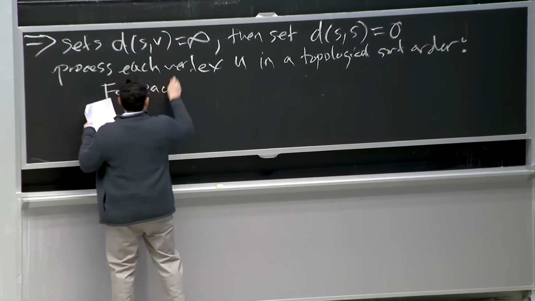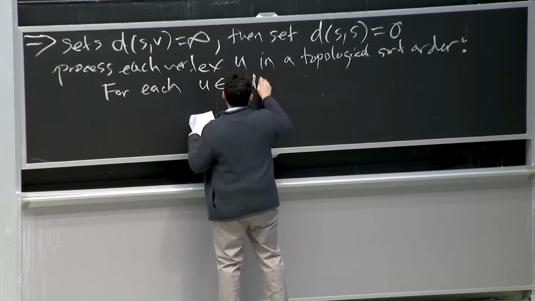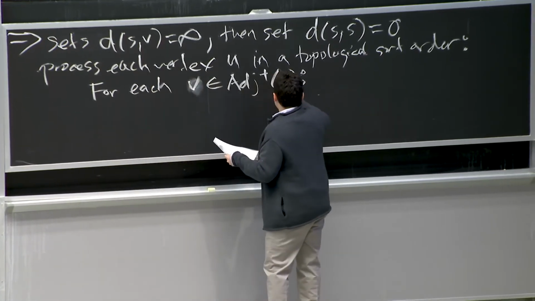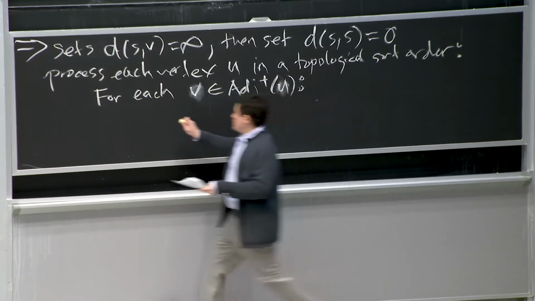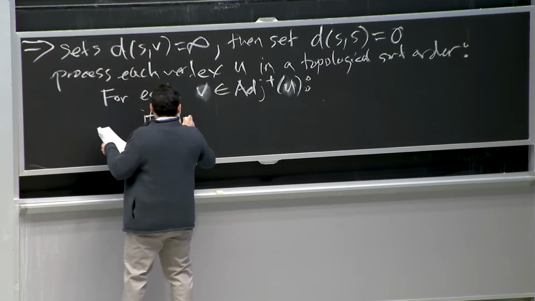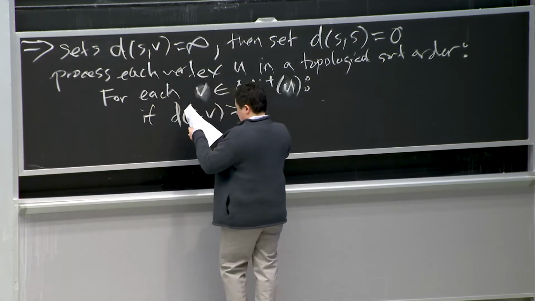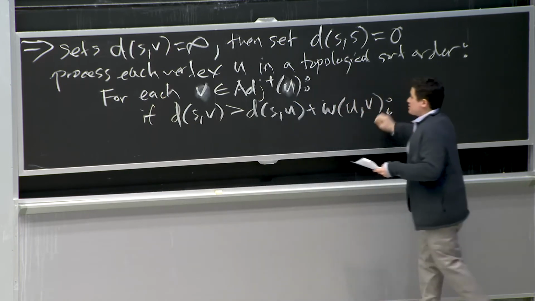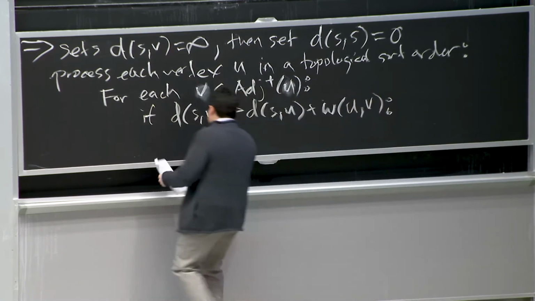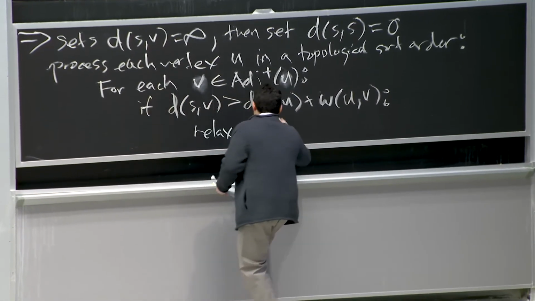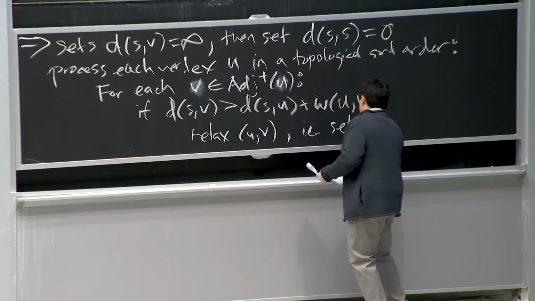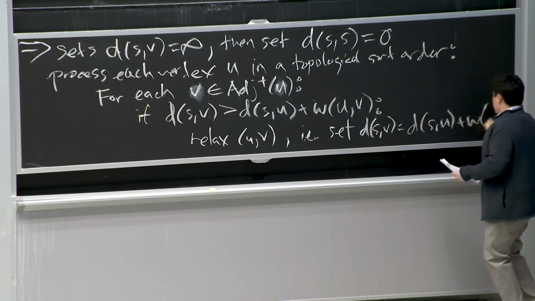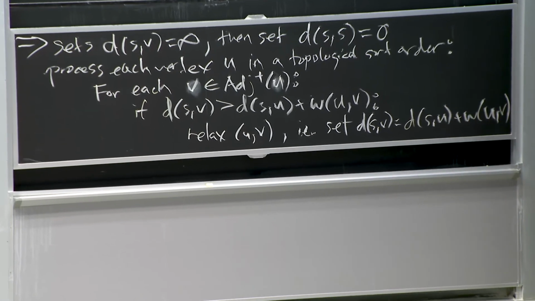For each outgoing neighbor v of u. I always get u and v mixed up here. Okay. If my shortest path estimate to v violates the triangle inequality for an incoming edge, then I'm going to relax uv, i.e. set d s v equal to d s u plus w u v. Okay, so that's the algorithm.